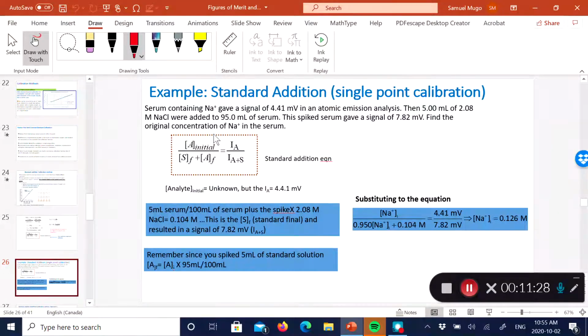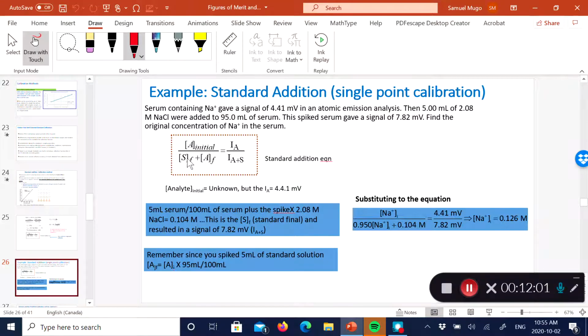You can see what you really need to do is to substitute all these values into the standard addition equation. Maybe the caveat that you really need to remember is the following. Take account of the dilutions. So you can see, the analyte initial, I don't know what that is, but I already know the signal that I got, and that's what I put here, the 4.41 for the neat serum sample.